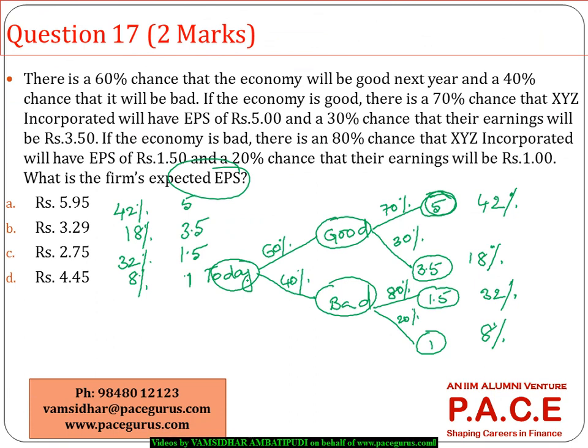3.29 is the expected EPS in this case, which is what I am marking as the option choice B. So if you do these numericals slightly carefully, there is a good chance of not making any kind of mistakes in these calculations. I hope this problem is clear. Alright, we'll move on to the next problem.